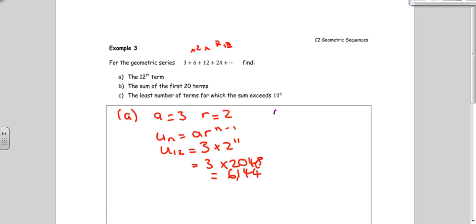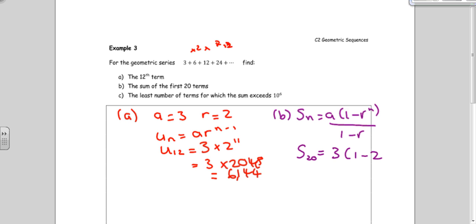So for part B now, we're asked to find the sum of the first 20 terms. So this time we're using S of n equals a times 1 minus r to the power of n all over 1 minus r. So again, just plugging in the values, S of 20 will be equal to 3 times 1 minus 2 to the power of 20 all over 1 minus 2.